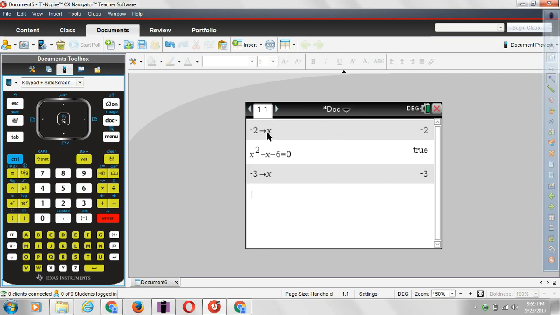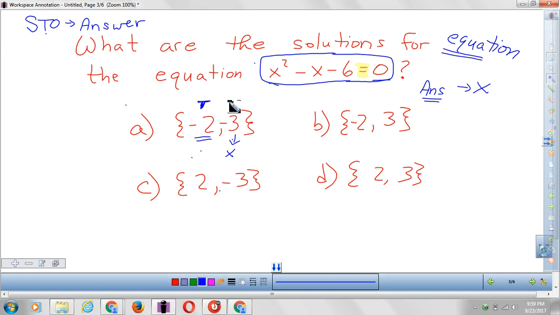Now you can see the calculator has changed its mind. It's not going to do -2 anymore when it sees an X. It's now going to do -3 when it sees an X. And I'm going to move up, up, up, up, enter, and enter. That was a little trick I can do so that I don't have to write this whole thing again. You can see that it came out to be false. If one of them is false, that means that the whole answer is incorrect. We need an answer where both come out to be true.